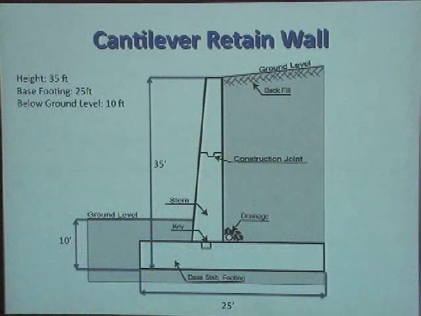Due to the large change in elevation throughout the site, we found retaining walls are needed in 4 main locations. The first location was near the bridge. For the bridge, we use a cantilever retaining wall, as seen here. The height of this retaining wall will be a total of 35 feet, with the base footing being 25. The footing will be 10 feet below the ground level. This will be made of concrete, the entire thing, with a drainage down here in the corner.